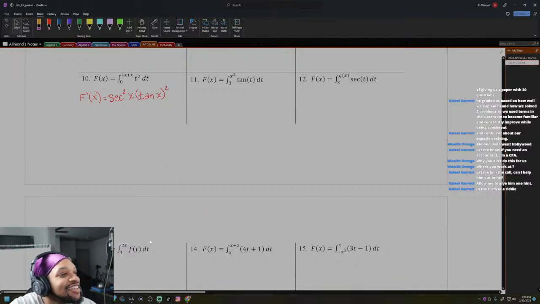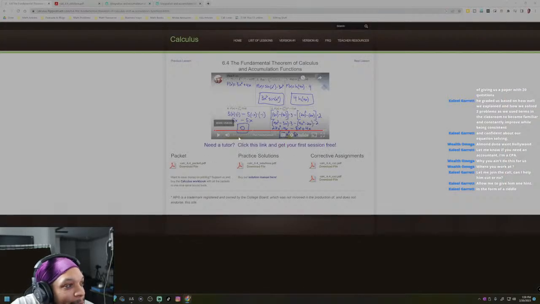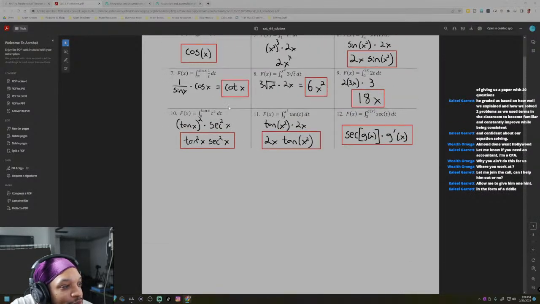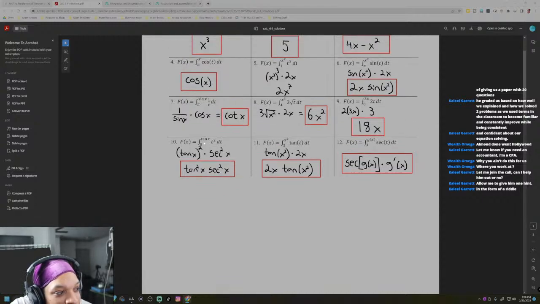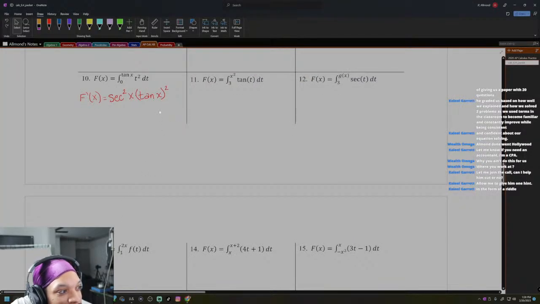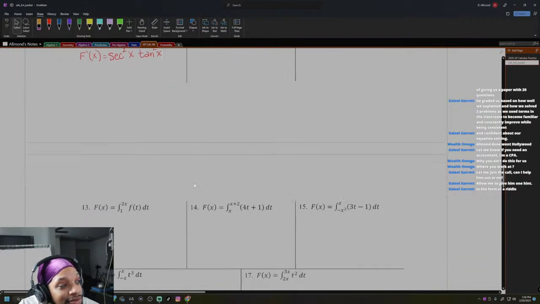Let's see. This was 10. Look what they got. That's basically it. Secant squared x times, but tangent x squared is the same thing as tan squared x. It's weird, but okay. So I get the credit for that, right?